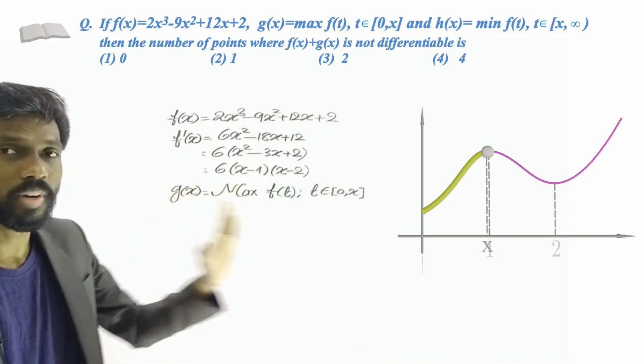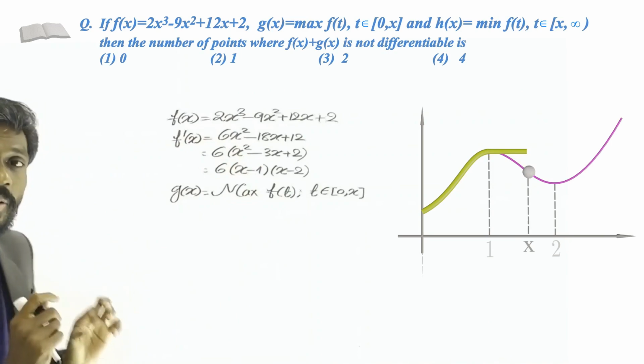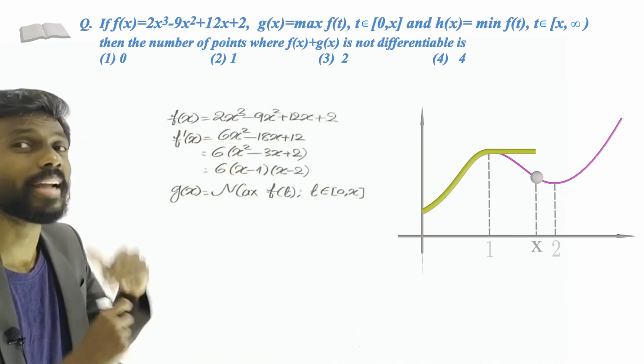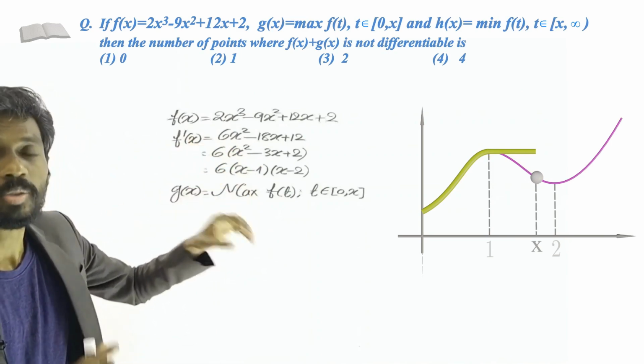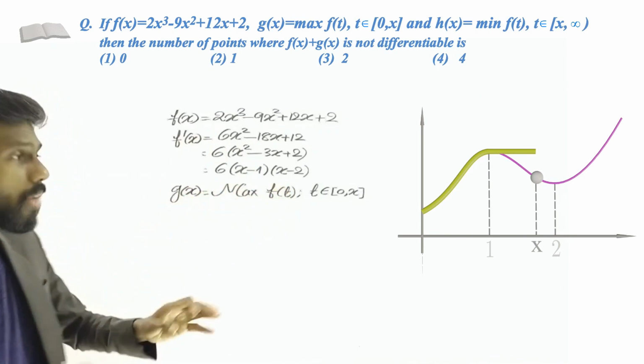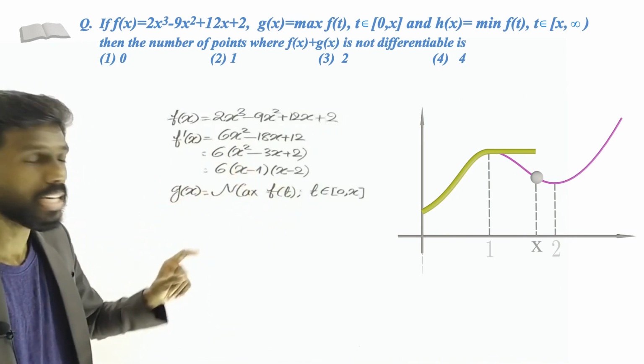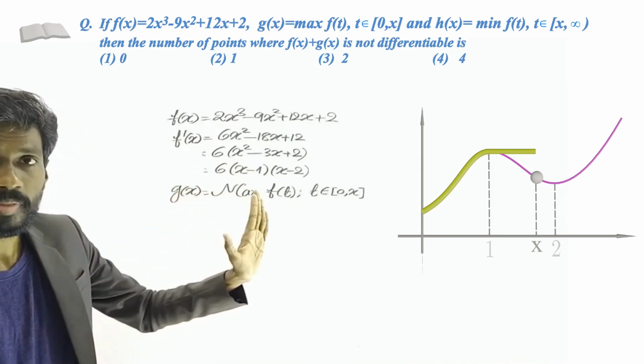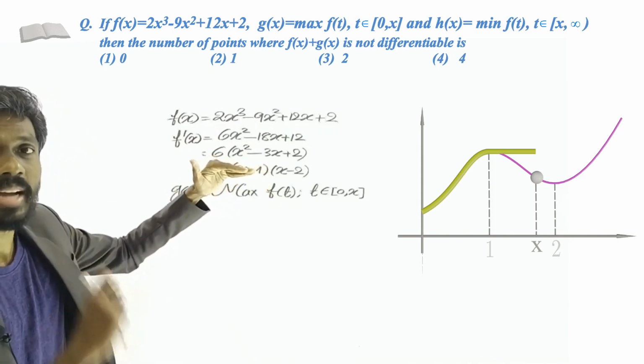Now if you move a little further and it comes down, so now the maximum value is not at the right end point, because it is coming down. So the maximum value is at the point 1 only. Even if you move further, the maximum value is at the point 1 only. Do you understand? So you move further. Okay, now the maximum value is only at the point 1.